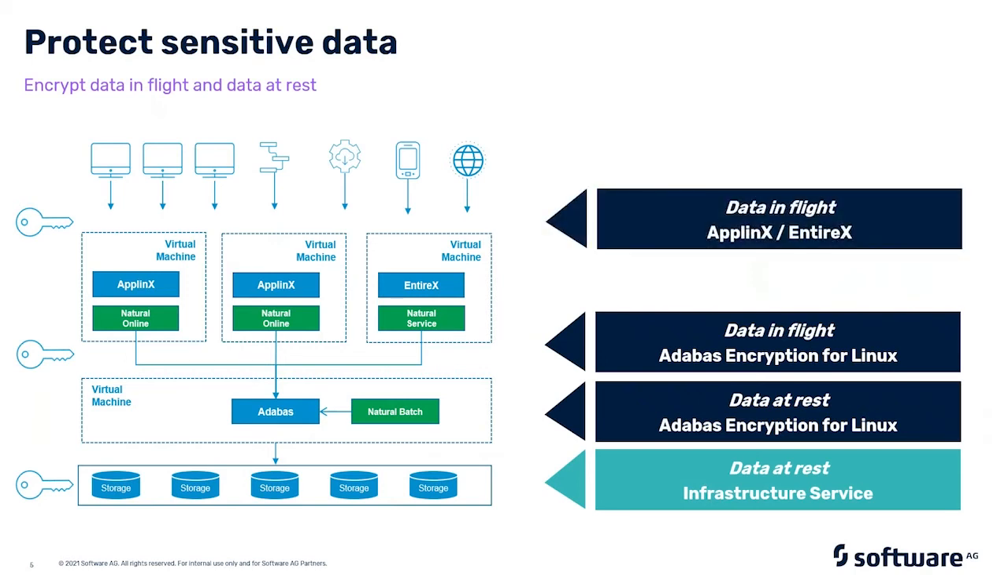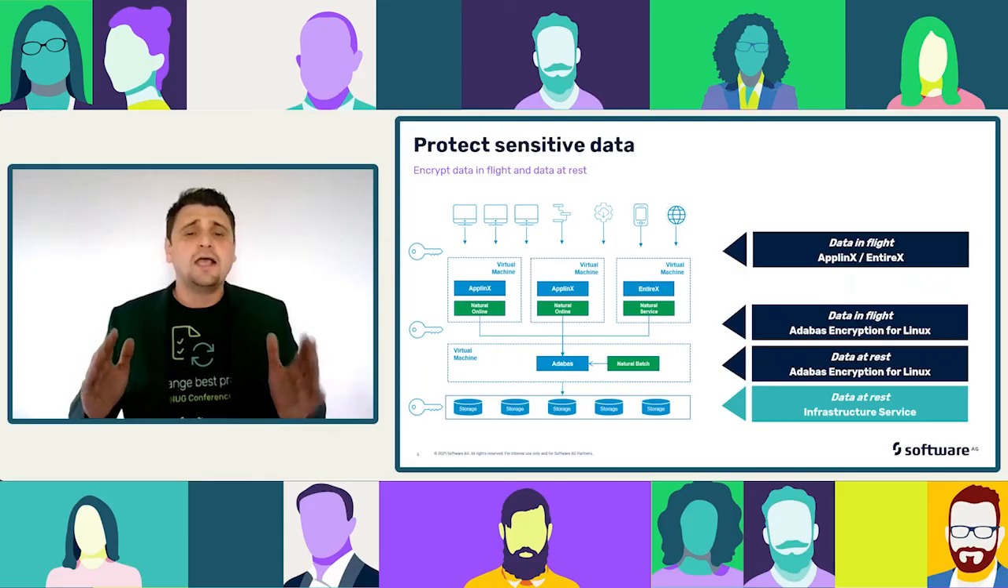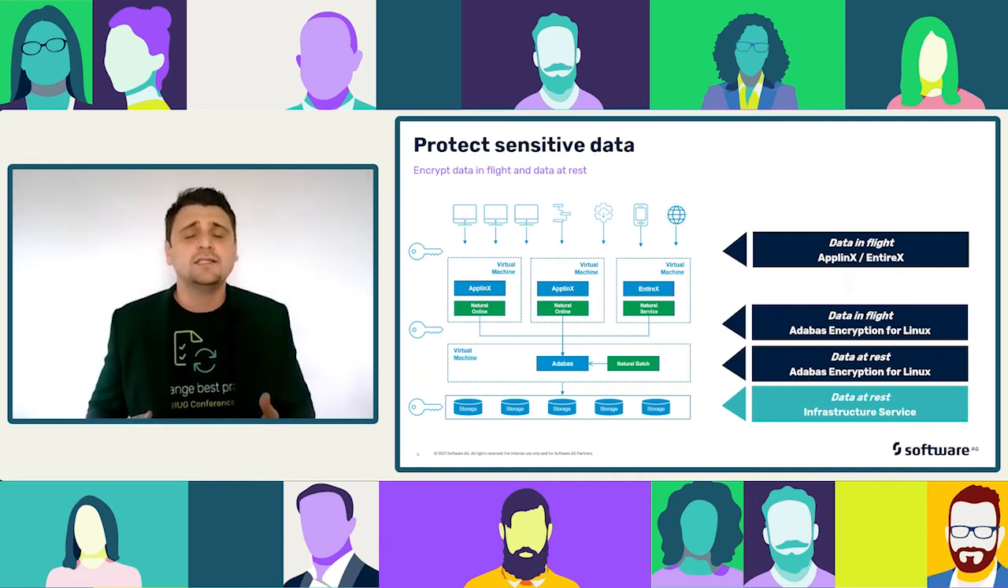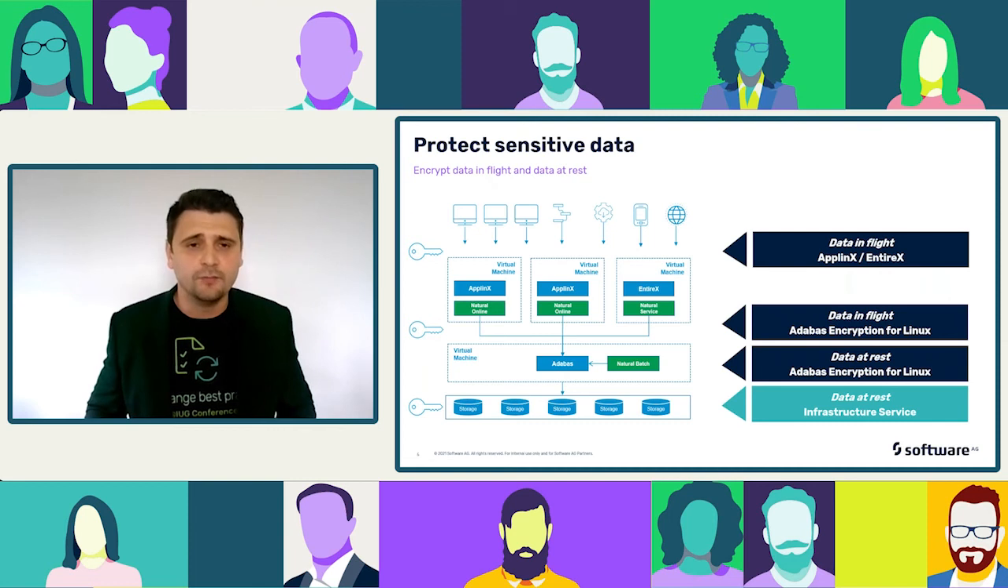And what we have for a long time is to encrypt the communication from the end user application or the services via AppLinks or Entire-X SSL communication. As you can see, for all these different topics, we have created architecture blueprints that support you to be successful in your journey into the cloud environment.